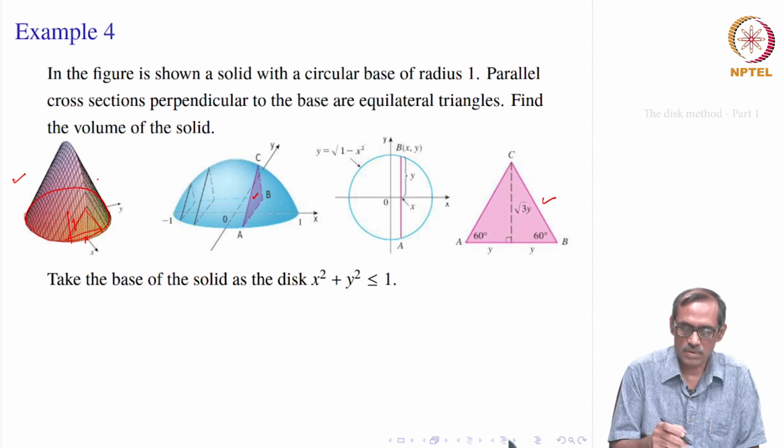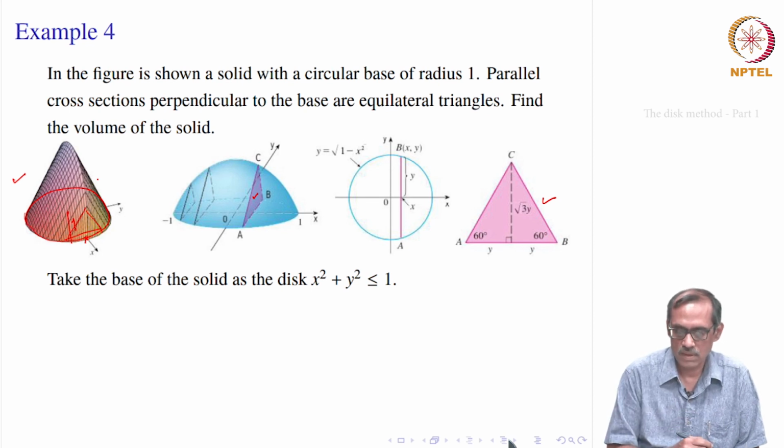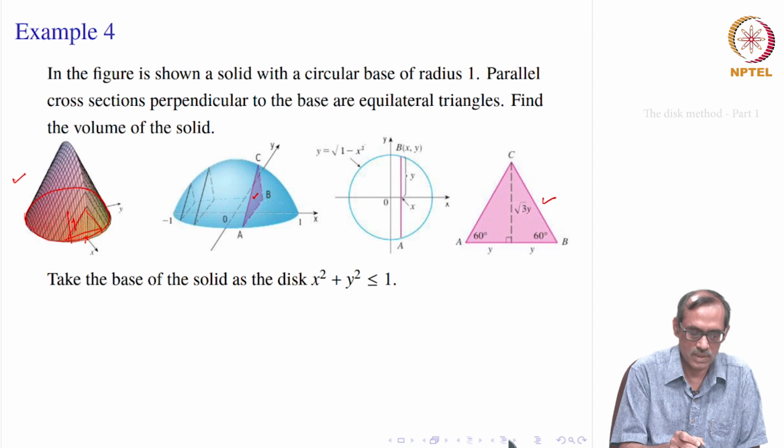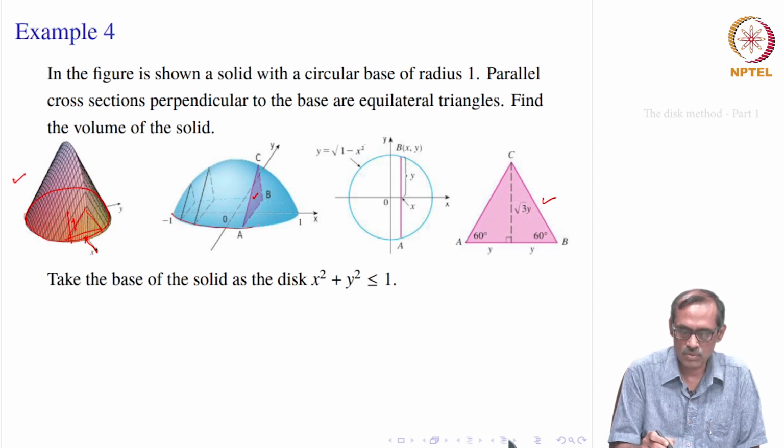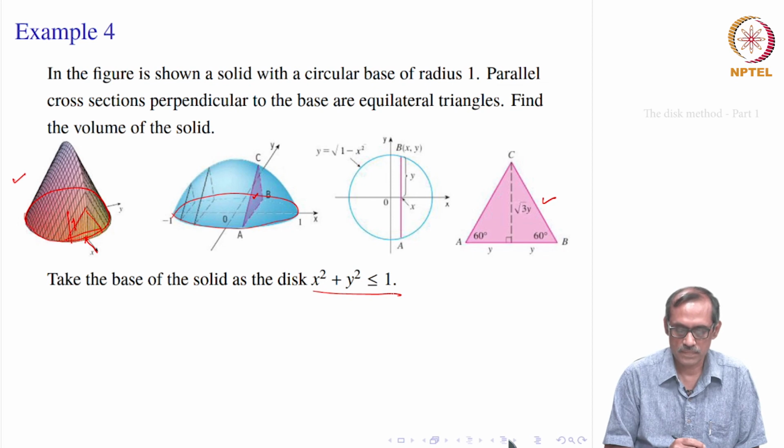Then we have to find out the volume of this solid. First thing is we have to see it as a solid of revolution, and then of course, we can apply. So, now take the base of the solid as the disc, square root of x square plus y square less than or equal to 1. Since this is the x axis we have chosen, the base of the solid is one circle, or a disk really. So, that disk is x square plus y square less than or equal to 1.